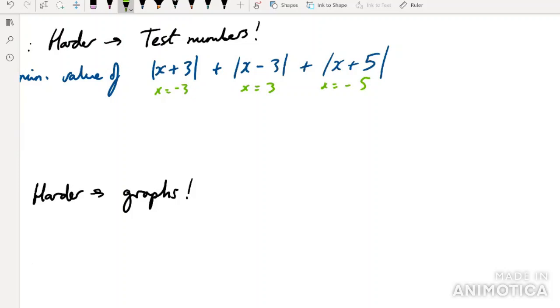So for minus 3, we get 0 plus 6 plus 2. For x equals 3, we get 6 plus 8. And for x equals minus 5, we get 2 plus 8. And so apparently x equals minus 3 gives the minimum. So nothing more scientific than that.